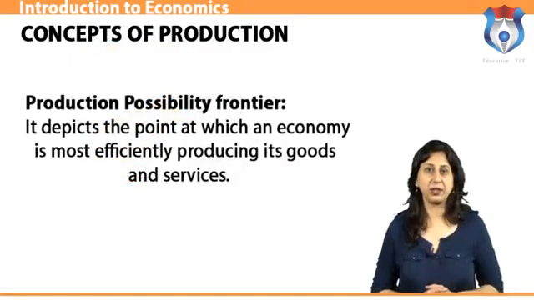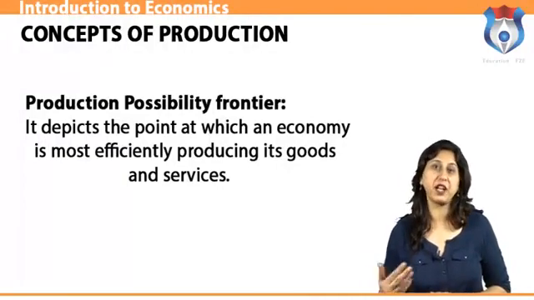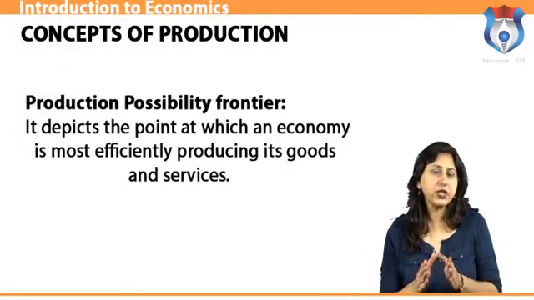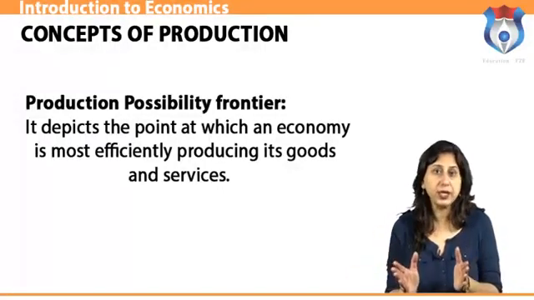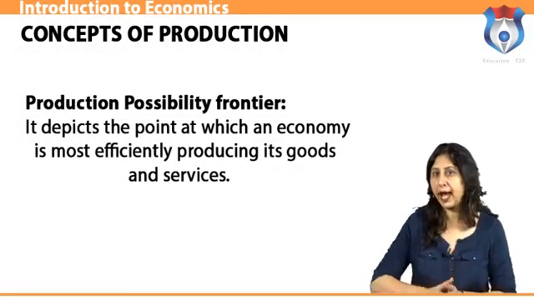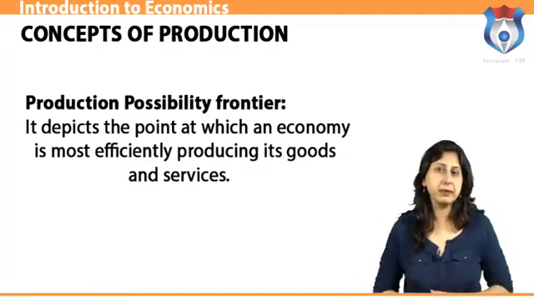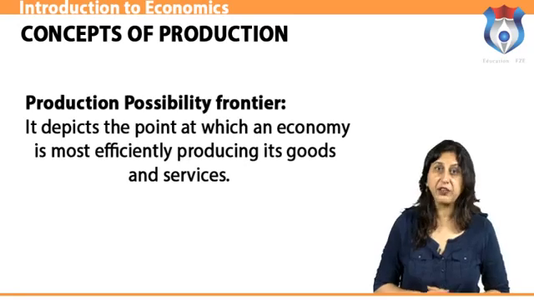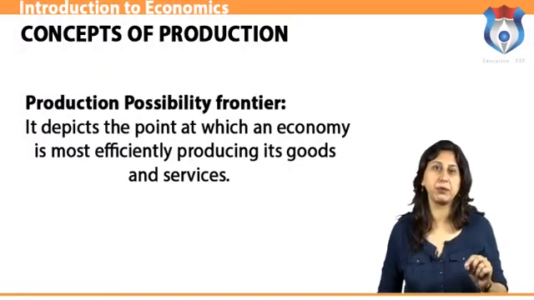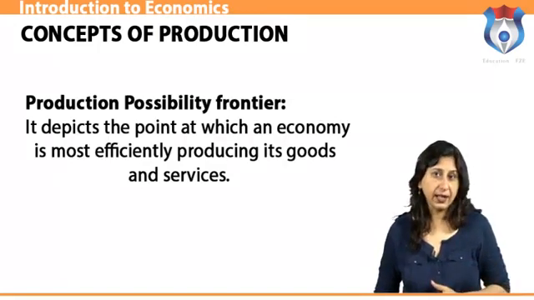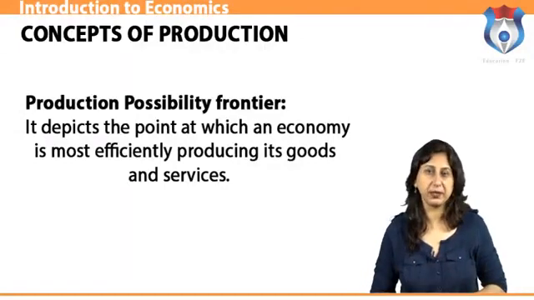Concepts of production. Moving further, I will explain to you the production possibility frontier. It is a locus of points which depicts all possible combinations of two goods that an economy can produce at a given level of technology and resources. The production possibility frontier (PPF) represents the point at which an economy is most efficiently producing its goods and services and therefore allocating its resources in the best way possible.